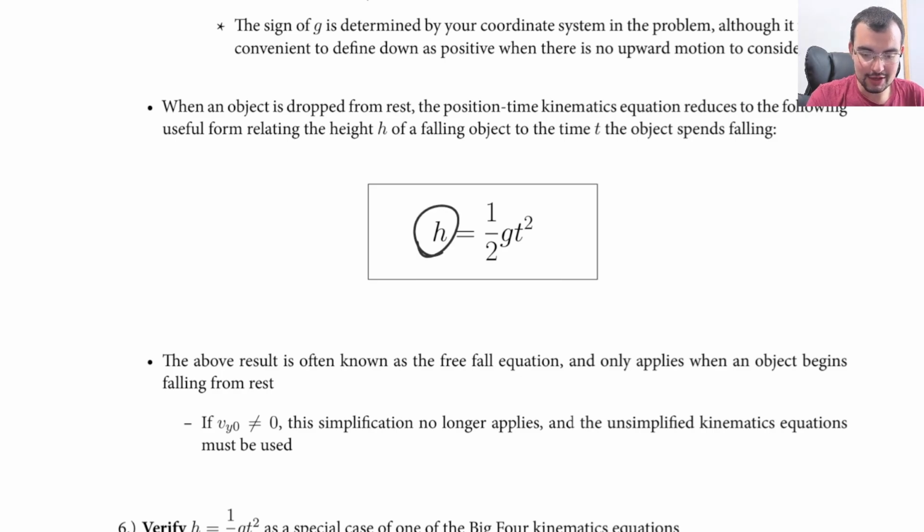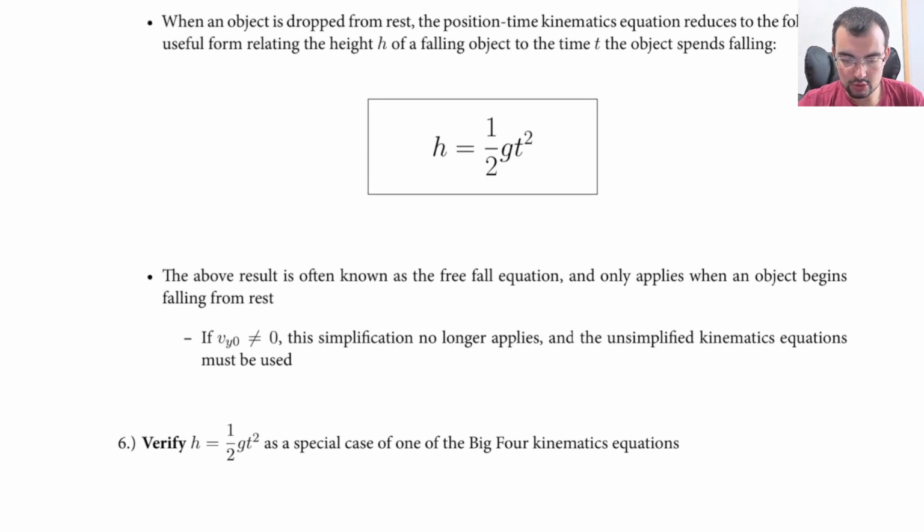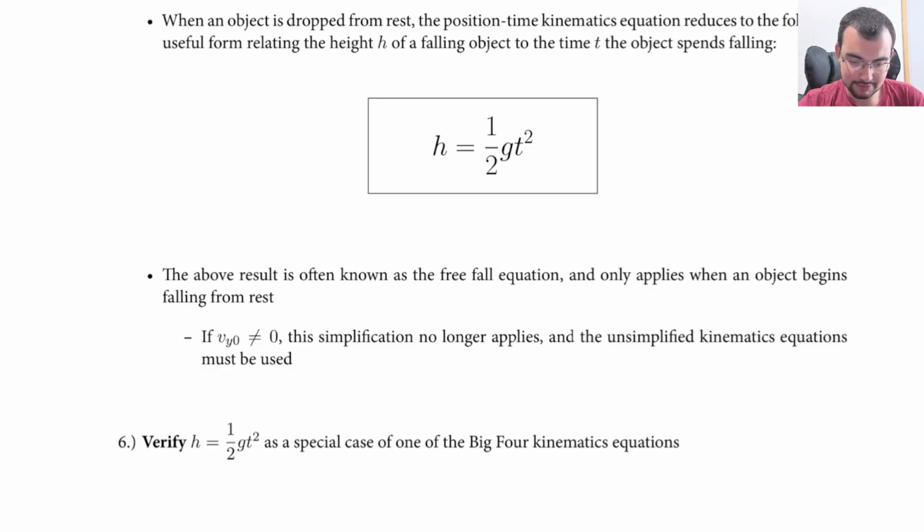So the height that you have fallen is equal to 1/2 times g, which is always 10 meters per second squared, times t squared. We will make g positive. So you can apply negative signs depending on your coordinate system, but the number g itself is positive. So it only works if you are dropping an object. And this is really nice because if you know the time you spend falling, you know how far you fell from.